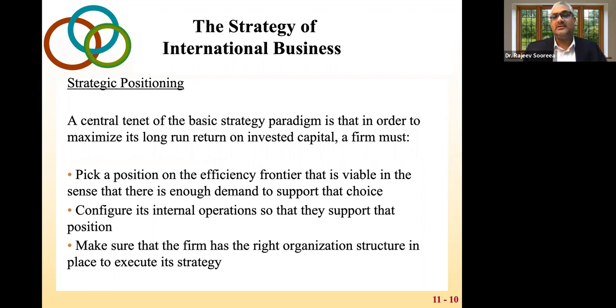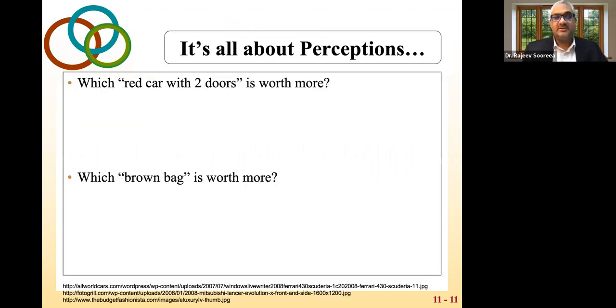Now, a central tenet of the basic strategy paradigm is that in order to maximize its long-run return on invested capital, a firm must pick a point where there is enough demand, right? So you want to go to a market where there is enough demand, right? Number two, you must configure your internal operations so that they support that position. And number three, you must have the right organization structure in order to execute your strategy, right? So you must have demand, you must have good operations, and then you must have a good structure of your organization.